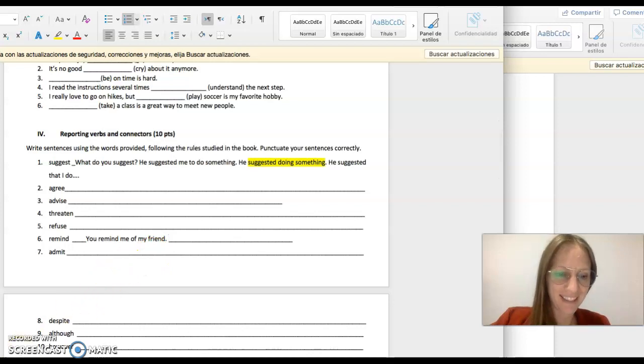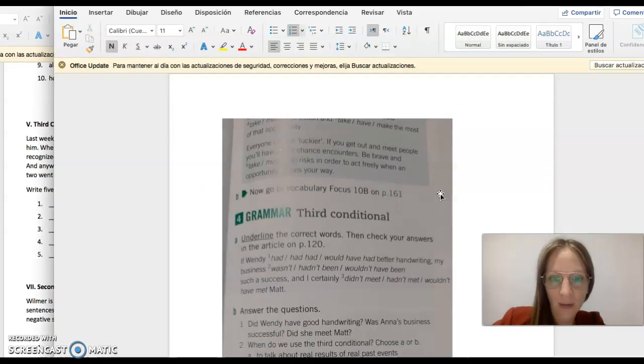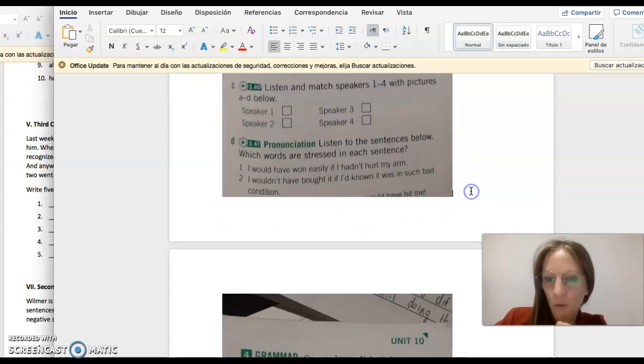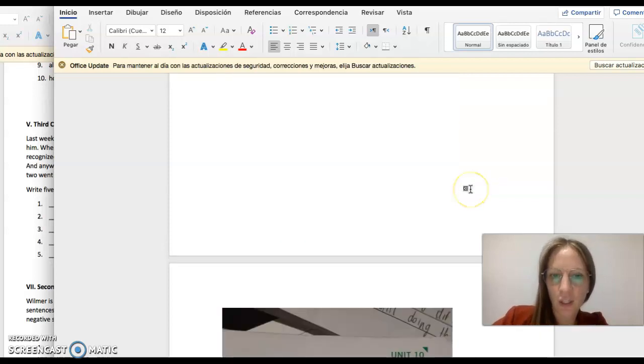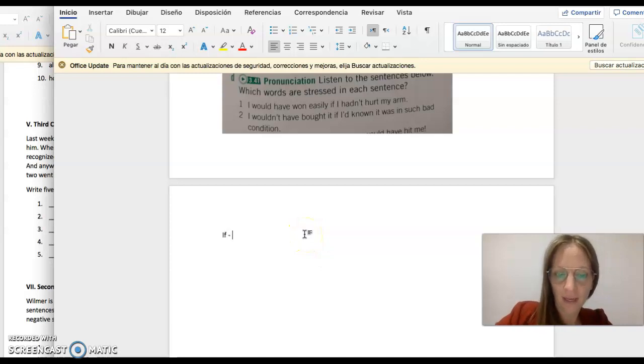Okay, the second part that was kind of hit or miss was this, when we had to talk about Wilmer in the past. So these are third conditionals, and they are in unit 10, okay? If we go down here, we see the third conditionals, all right? So I'll give a few examples. In general, with third conditionals, we have if, and then past perfect, and then the other clause would and present perfect.